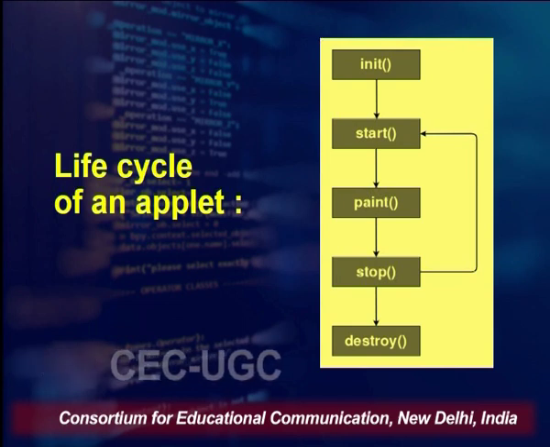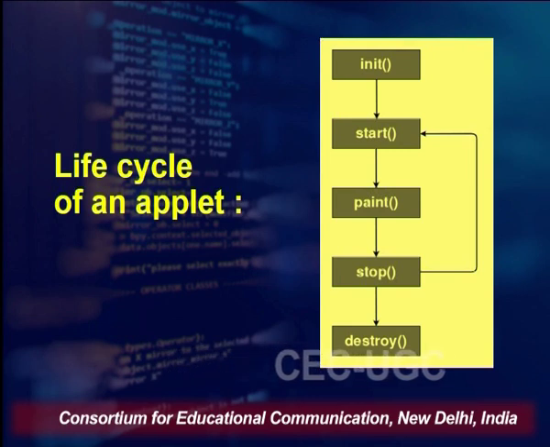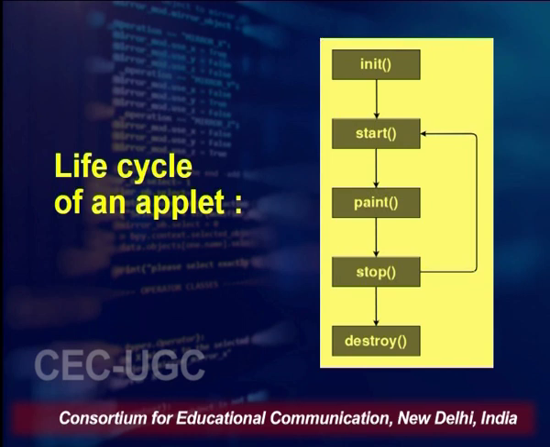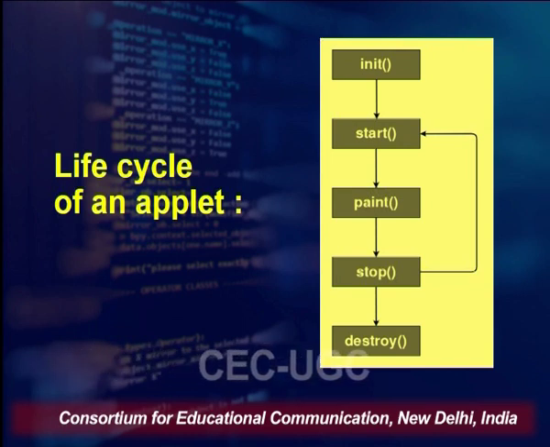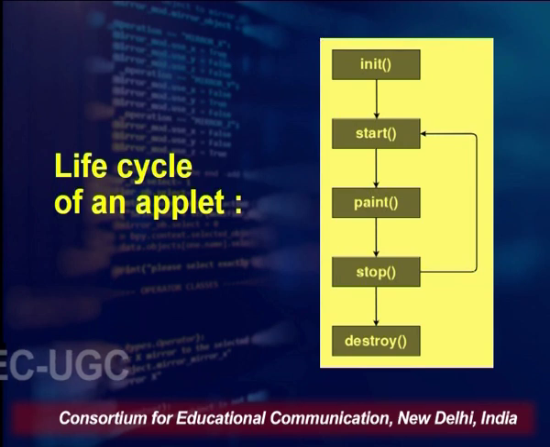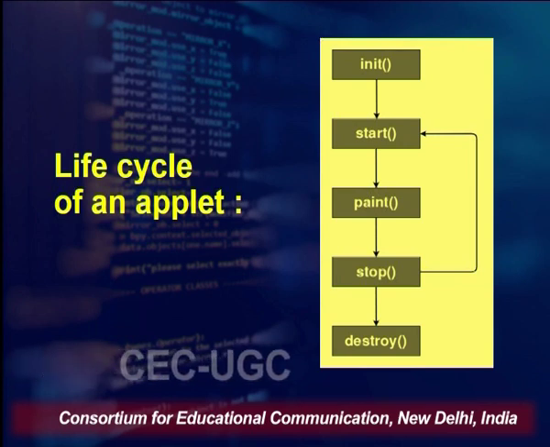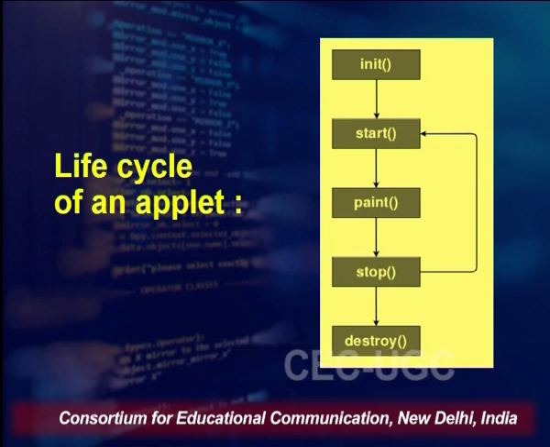We have init, as in initialization. This works for the initialization of the applet, then it will be started. Then whatever output is to be printed will be done with the help of the paint method, and then it will stop the execution, maybe on minimization of the window or something of that sort.